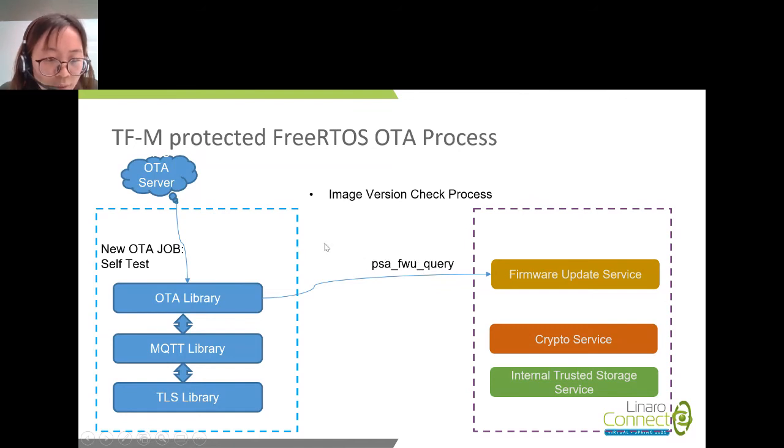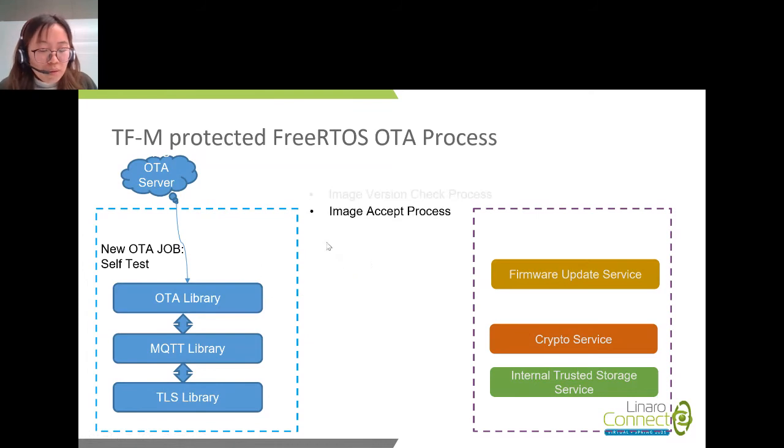Then finally, the OTA library sets the image as accepted, explicitly by calling the accept interface. This is the end of a successful OTA process.